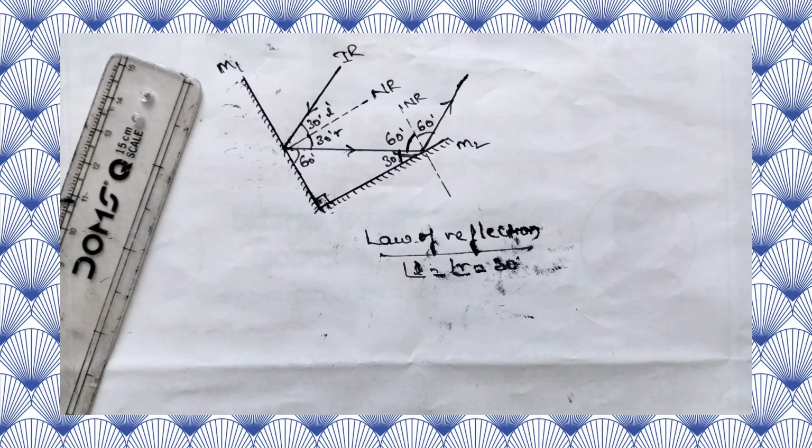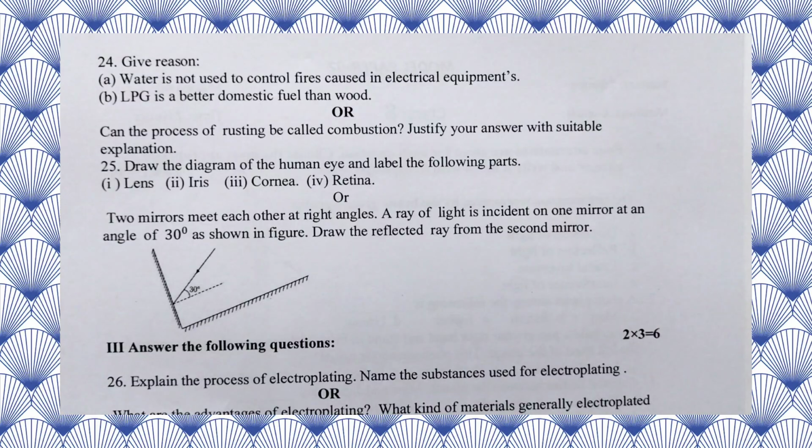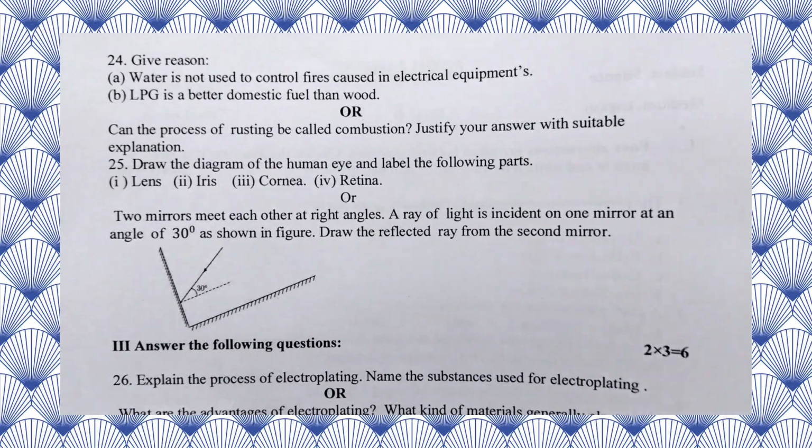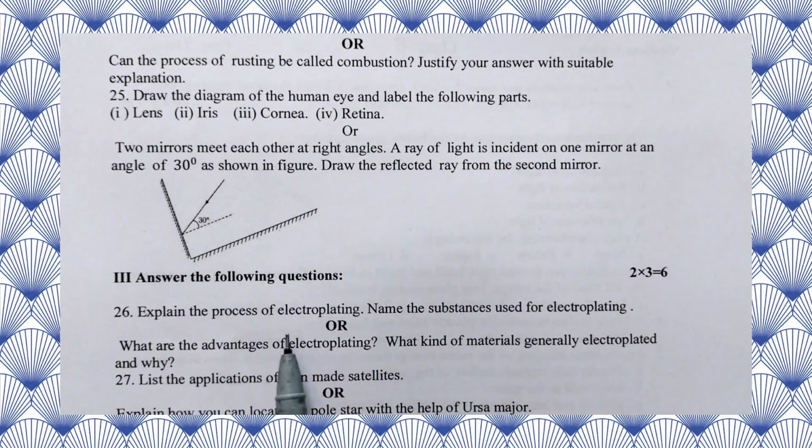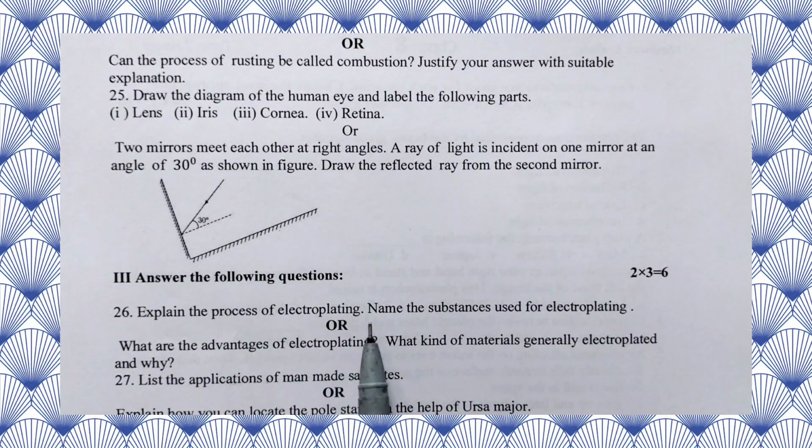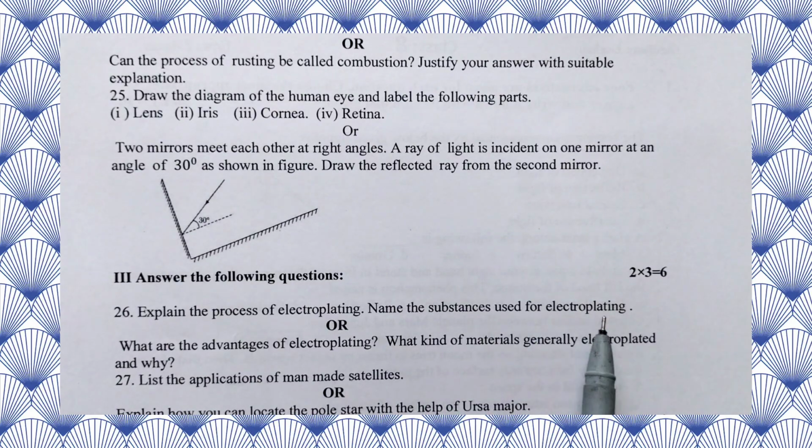Now we are moving to the next question. So next, 26th question is, explain the process of electroplating. Name the substance used for electroplating. So now let us answer.